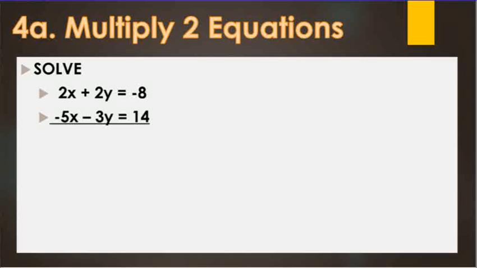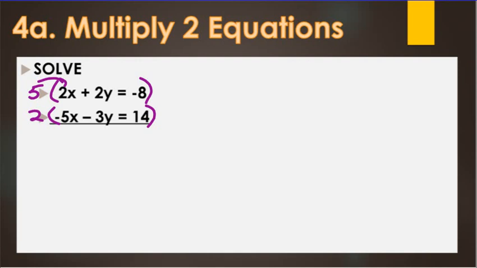So let's try one ourselves. 2x plus 2y equals negative 8, and negative 5x minus 3y equals 14. Since both of them have opposite signs, your x's and your y's, it doesn't matter. I'm going to choose to eliminate the x's. So I have to figure out what is the common factor of 2 and 5. I know 10 is a common factor, so I'm going to multiply this top one by 5, this bottom one by 2.